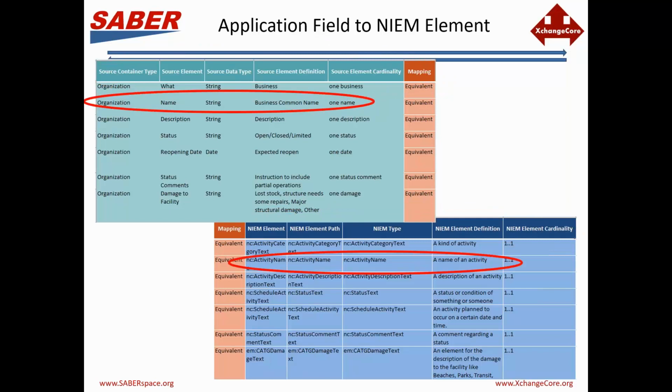So let's look at it very specifically here. We've got the name. It's my common business name. Down in the NIEM, I'm going to call that activity name, NC, which is part of the categorization, activity name. And what I call a common business name is now a kind of activity, because we're focusing this whole thing on the process of an organization opening and closing. So that's how my application on the left-hand side moves the information into NIEM.